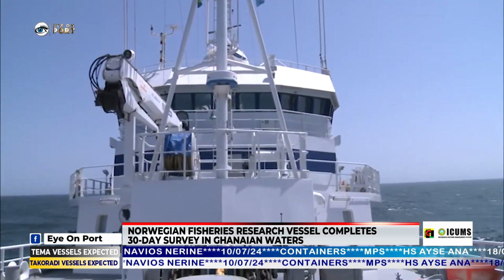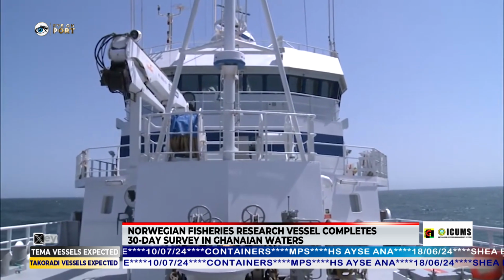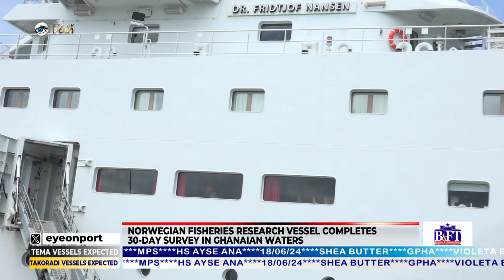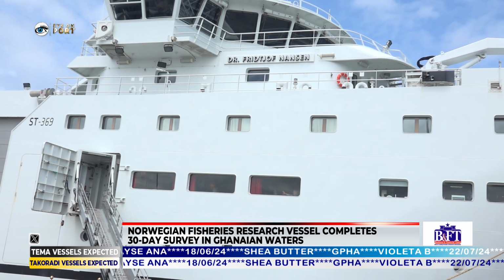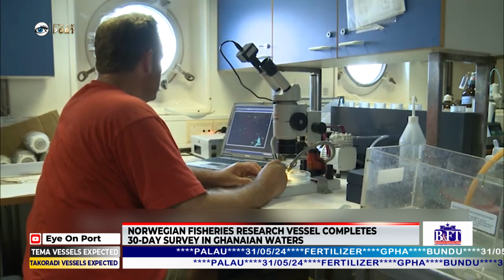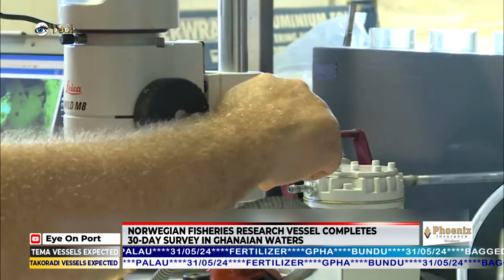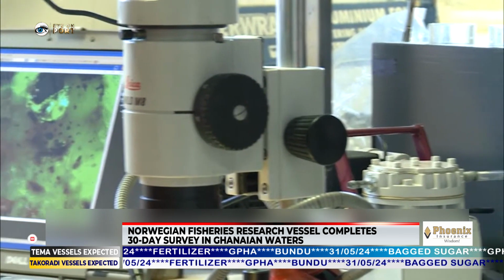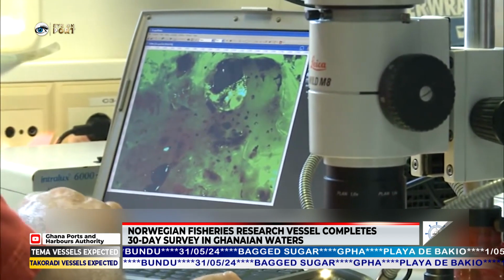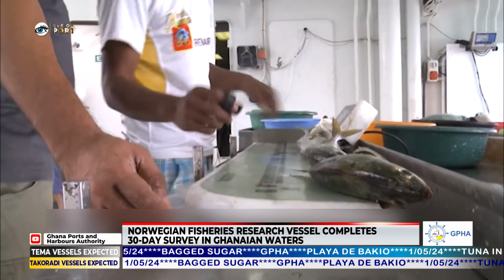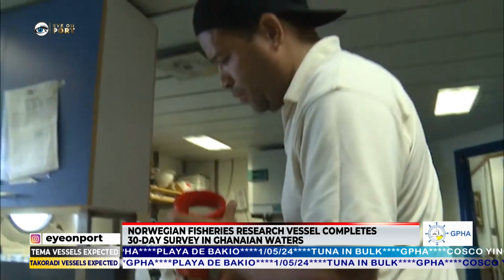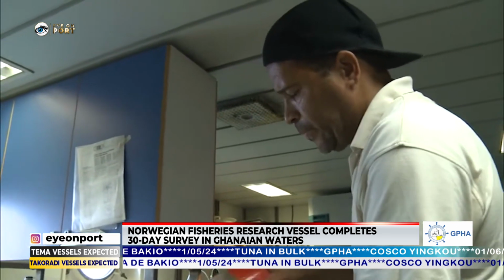A Norwegian fisheries and oceanographic research vessel, Dr. Fridtjof Nansen, has successfully completed a 30-day fisheries resource survey in Ghanaian waters. The survey will provide the country with detailed scientific data on both pelagic and demersal fish resource, as well as the health of the marine ecosystem and the factors influencing ocean sustainability in Ghanaian waters. The research has the ultimate aim of providing crucial insights for both policy and pragmatic decisions in fisheries management.